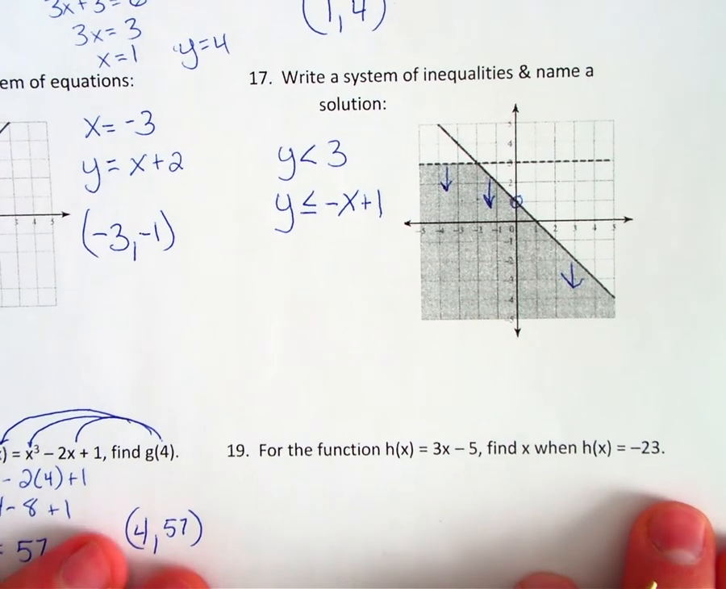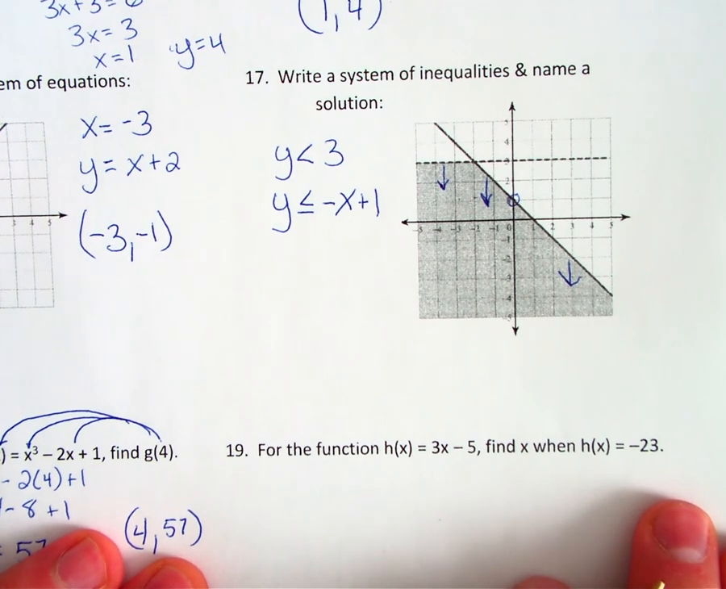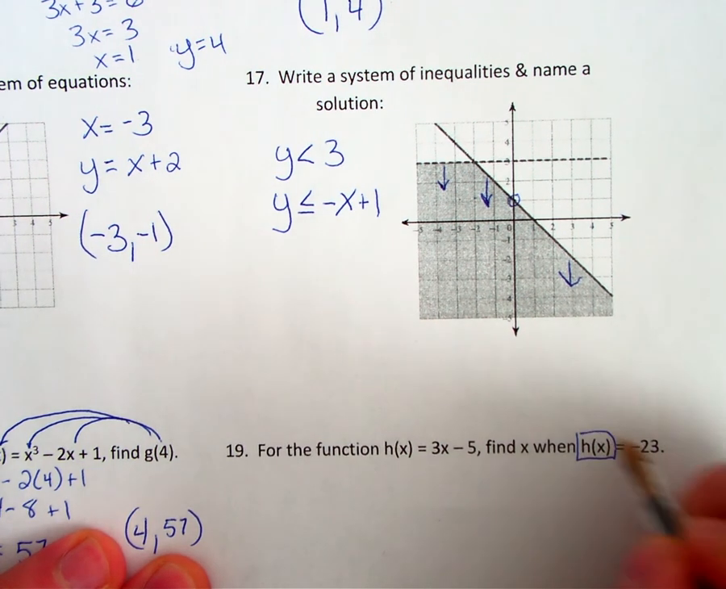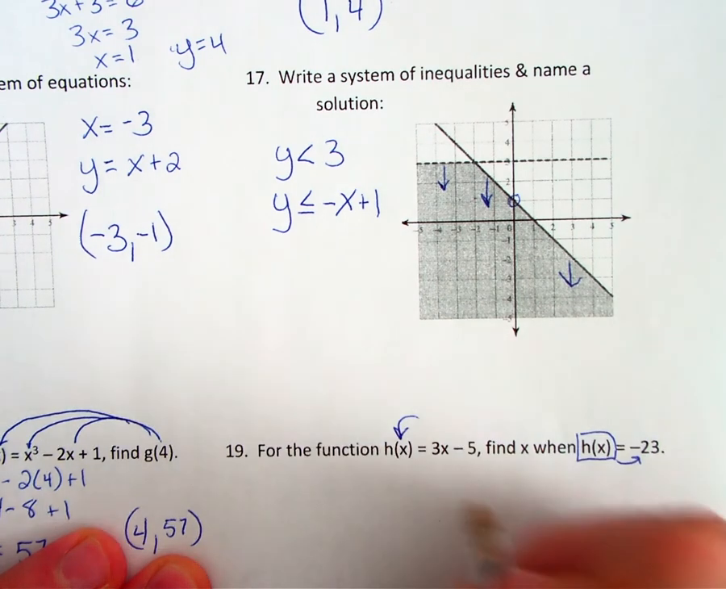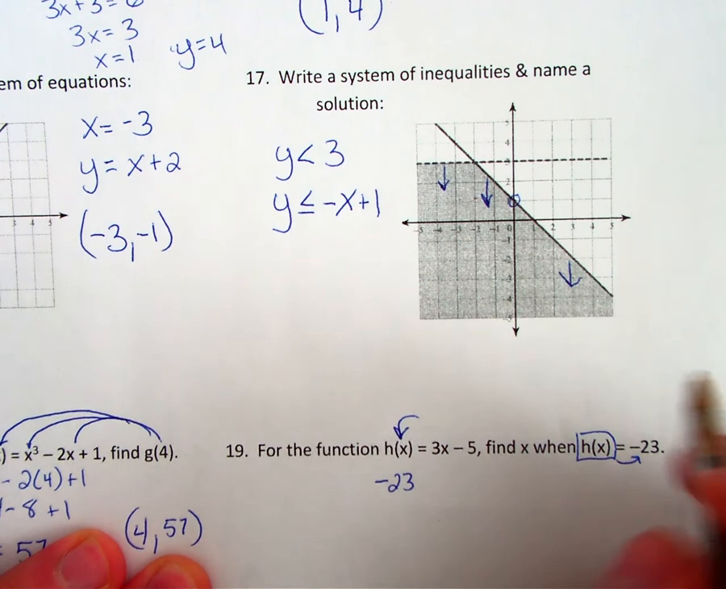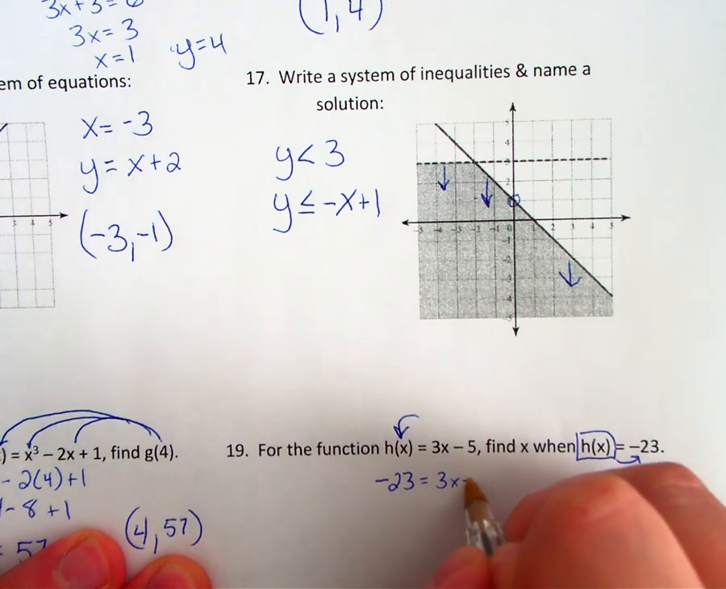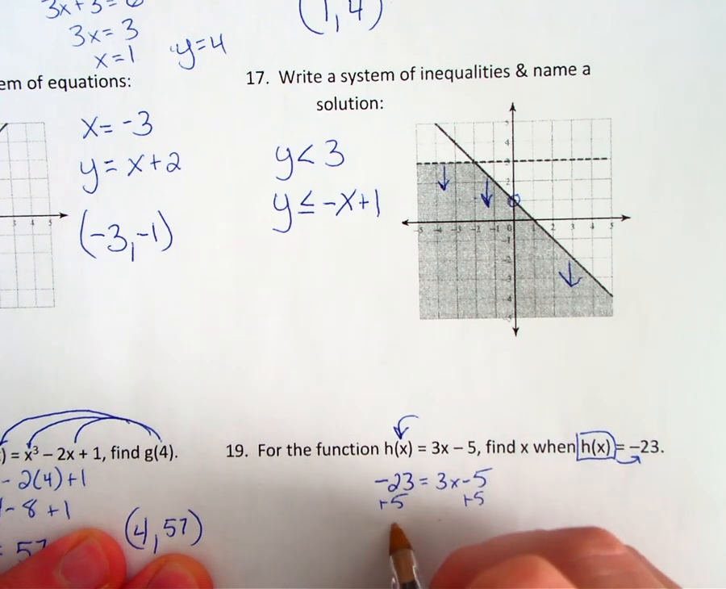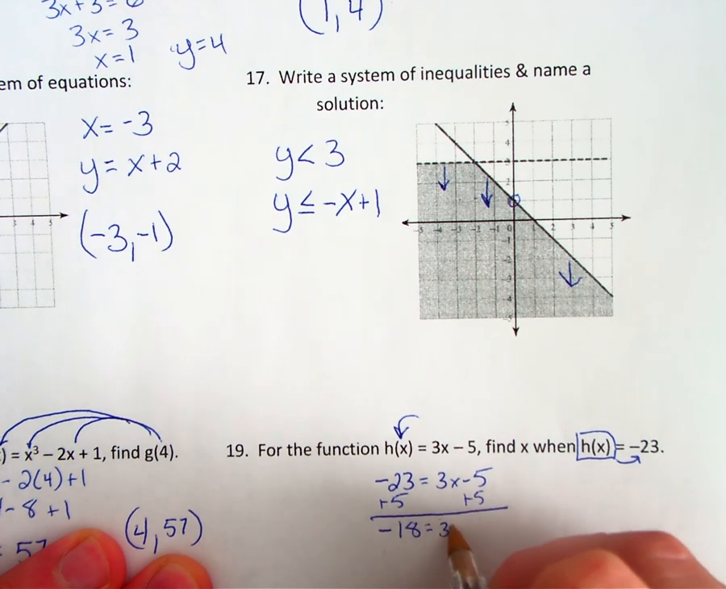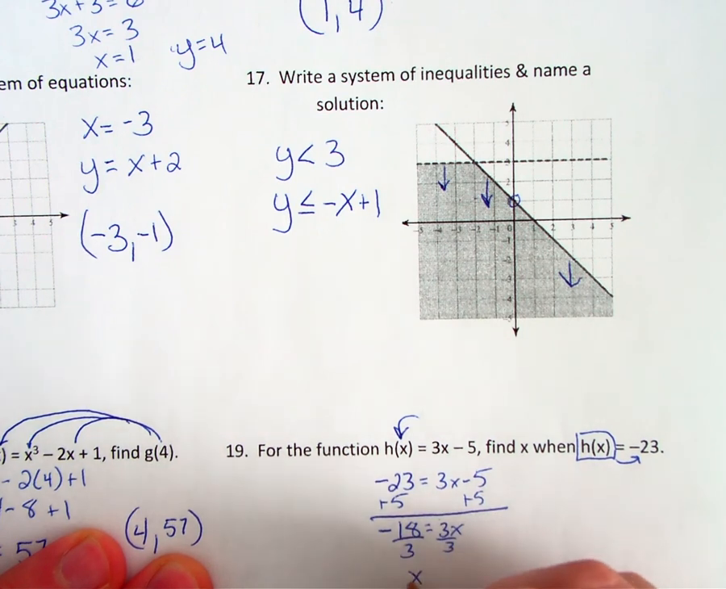Number 19, for the function h of x is equal to 3x minus 5, find x when h of x is equal to -23. So we're told that h of x is equal to -23. We're going to plug that in for the h of x. So -23 is equal to 3x minus 5, where we will add 5 first. So -18 is equal to 3x. We'll divide by 3, and x is equal to -6.